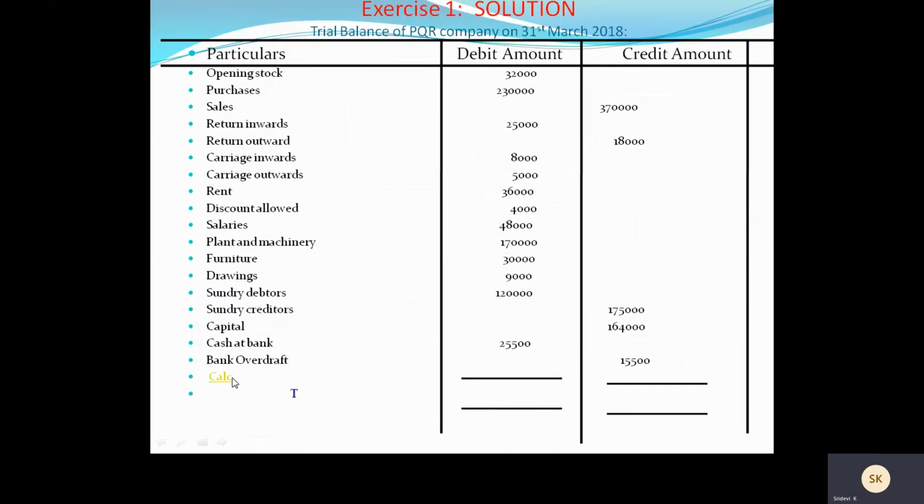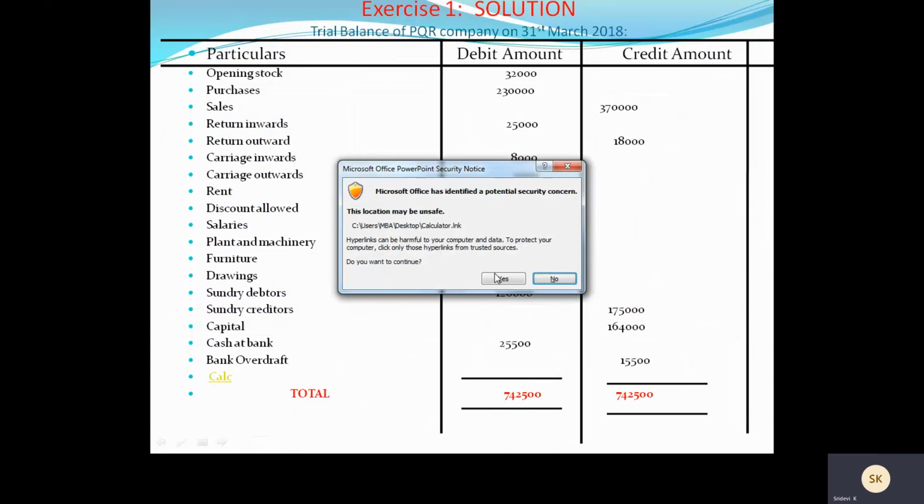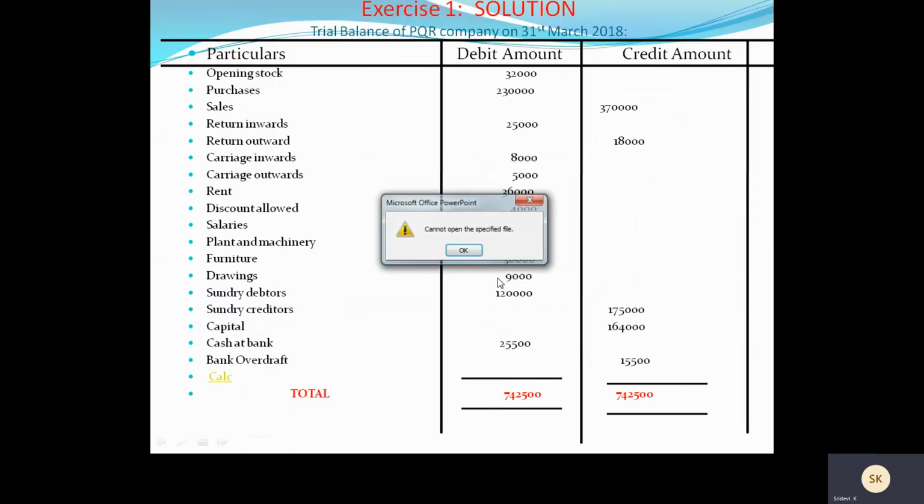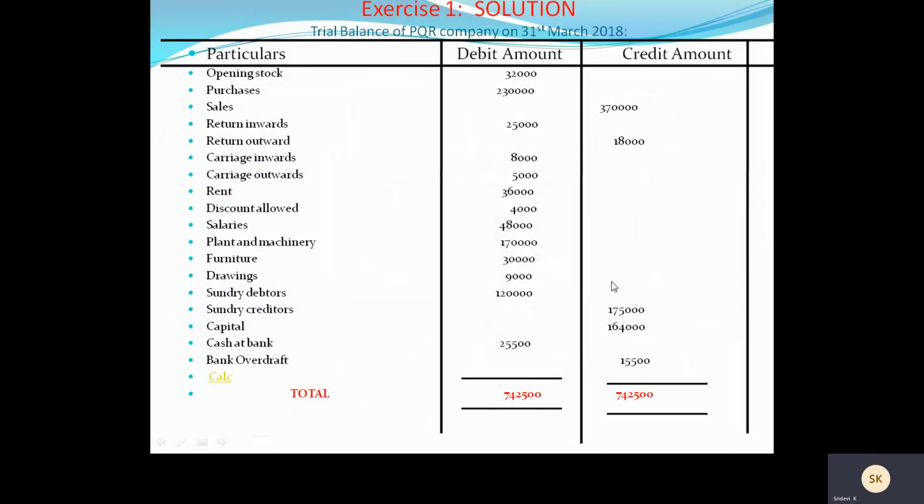Why is this not opening? So if you sum up, that will give you the amount. This is not opening. So you sum up that. So whether you got the total here, 7,42,500 I got, and after summing up, the debit amount column is 7,42,500, and the credit amount column is 7,42,500 I got.